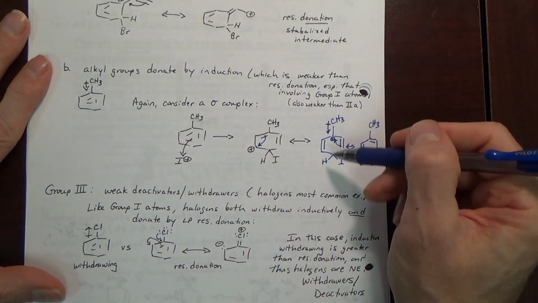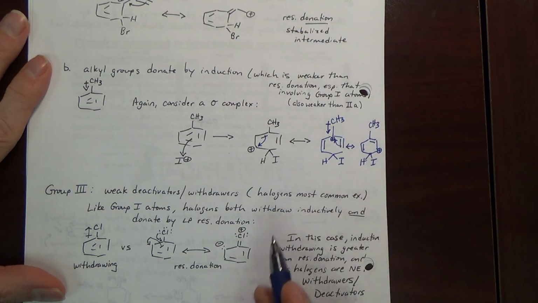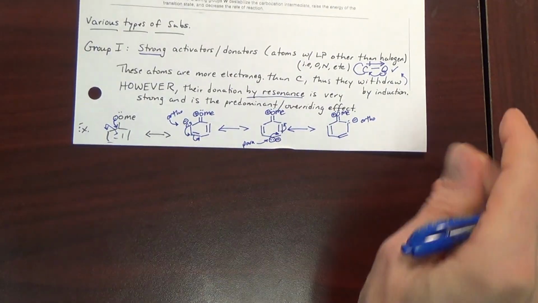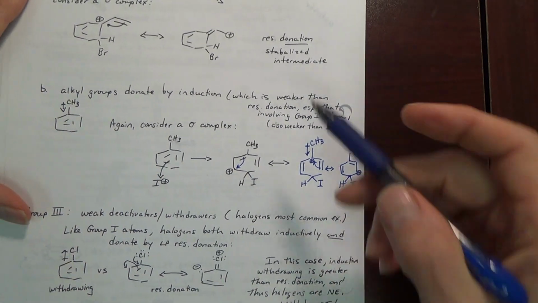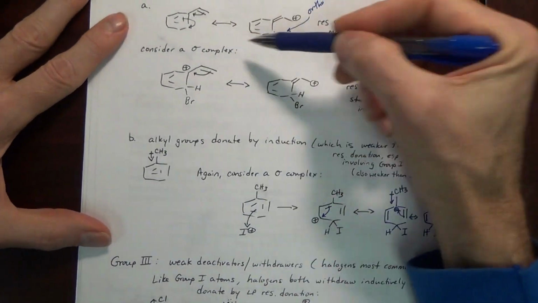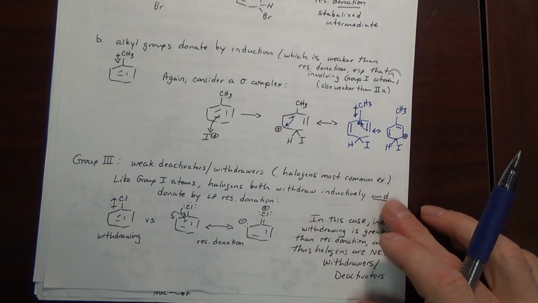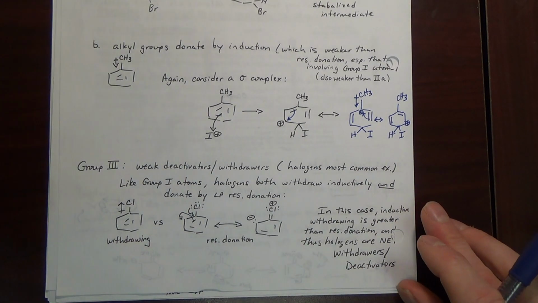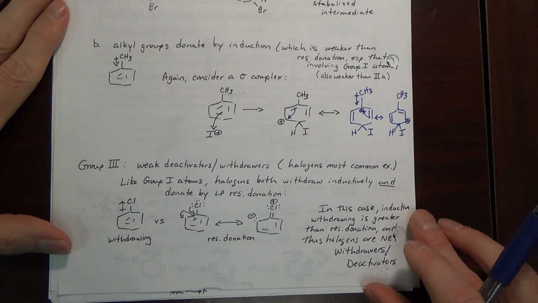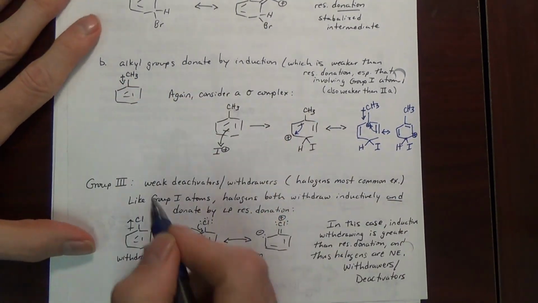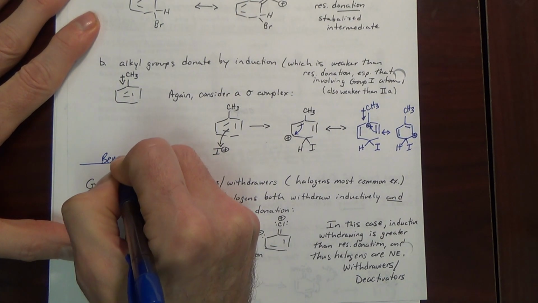Now this is weaker than resonance. Particularly it's weaker than lone pair resonance. Over here this was going to be lone pair resonance. It's comparable to pi bond resonance. That's why both of these are considered weak activators, kind of grouped together. So alkyl groups fall here. Now benzene would fall here.